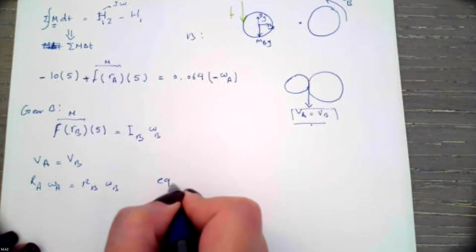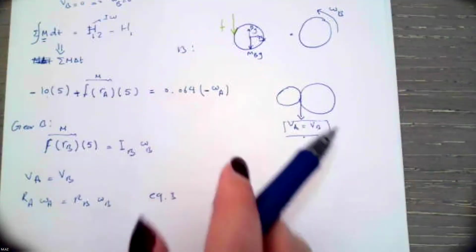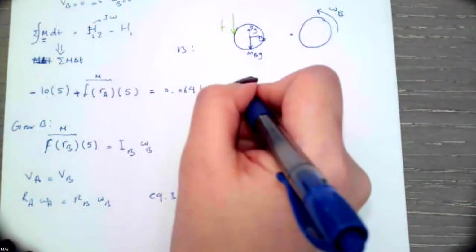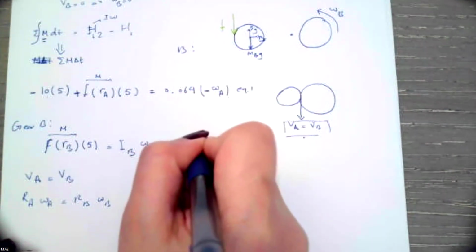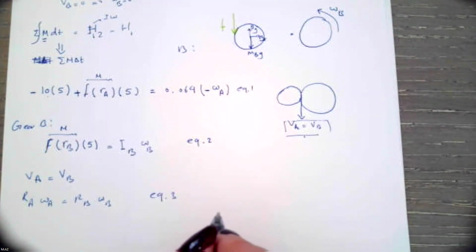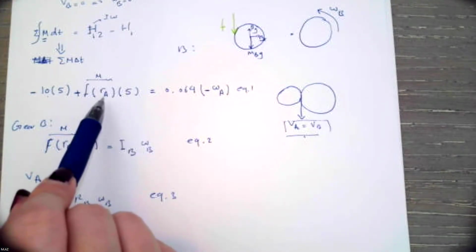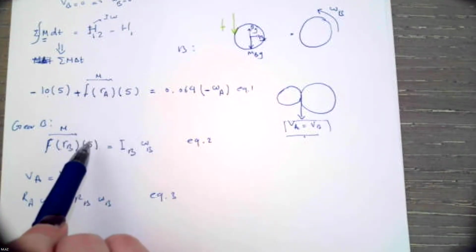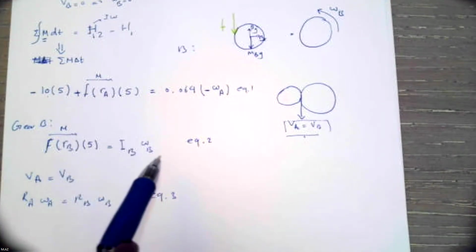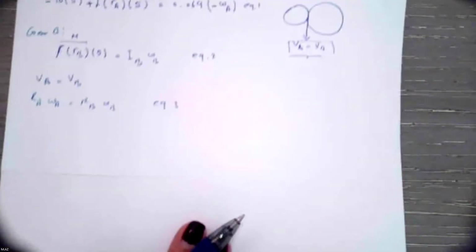This is equation 3. Now we rewrite these three equations based on the knowns that we have, because we know the radius of gear A and gear B, and also the moment of inertia for each of them.